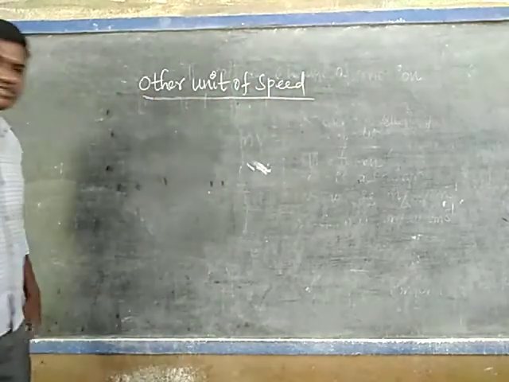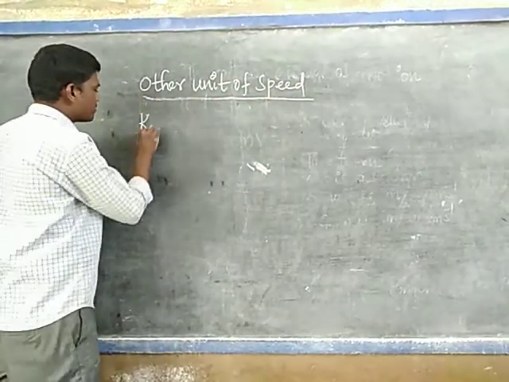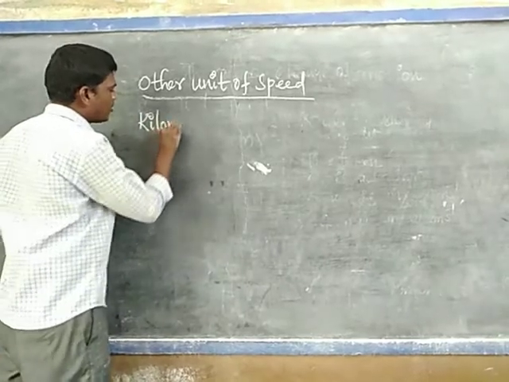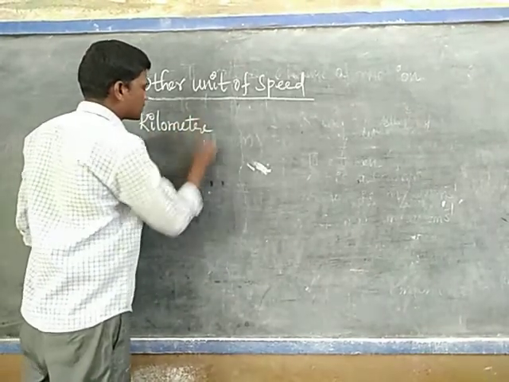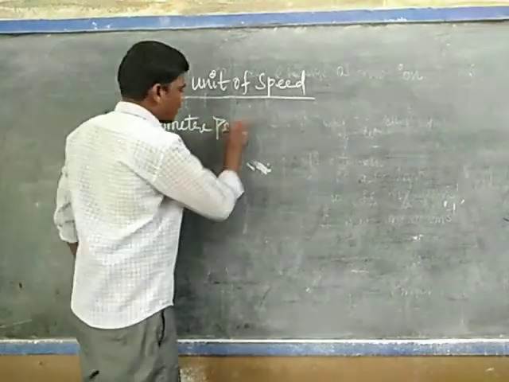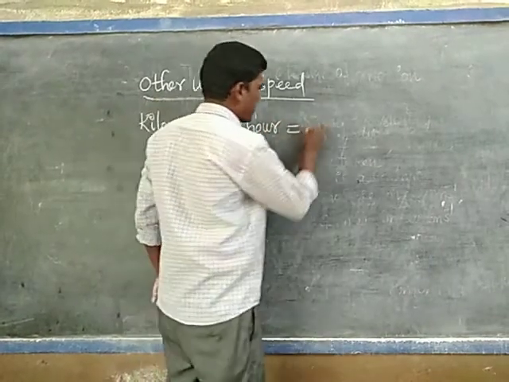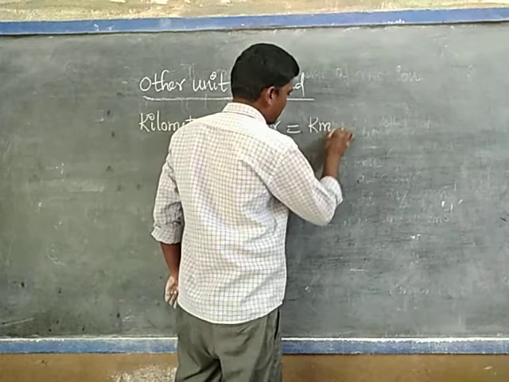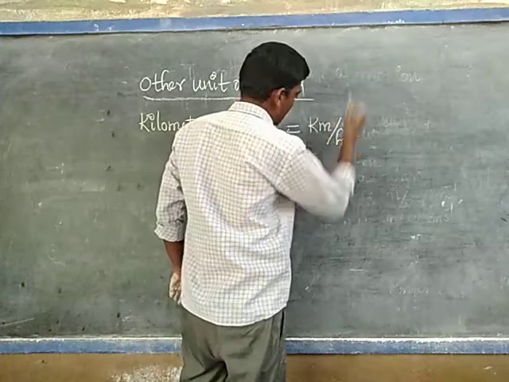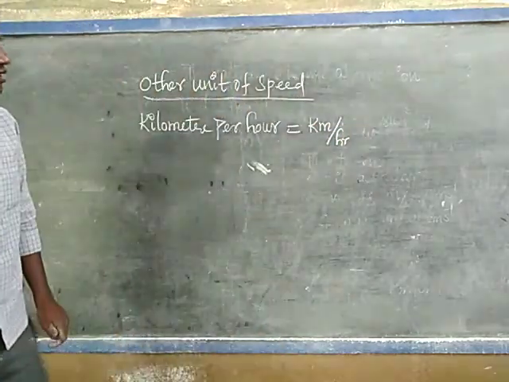What is the other unit of speed? Simply kilometer per hour. Kilometer per hour is nothing but kilometer per hour. This is the meaning of that one.